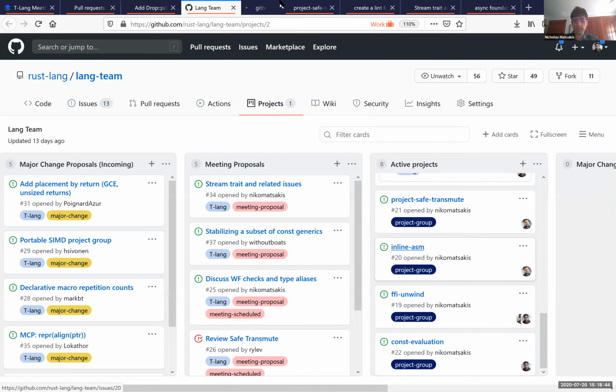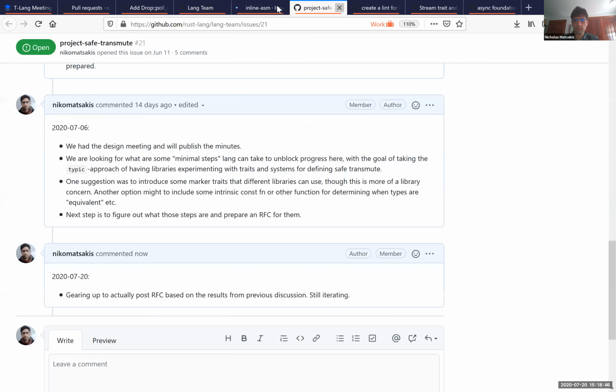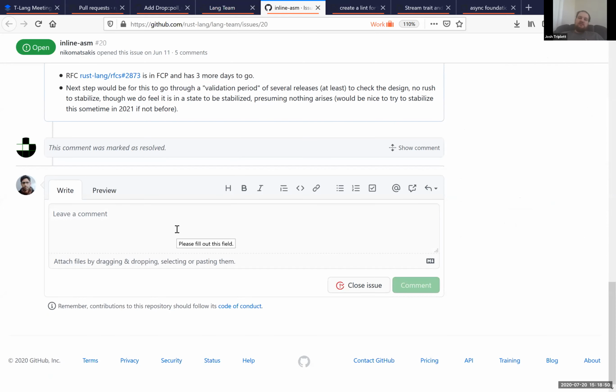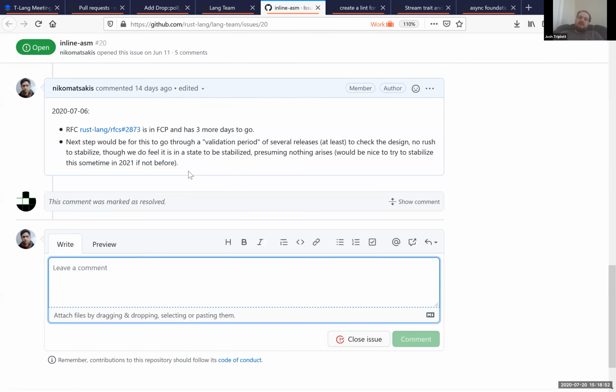Okay, inline assembly. So inline assembly is in an interesting state. At this point, it has been implemented. And I actually think the status is still accurate. It is implemented, and it just needs to continue being used until we decide to pitch stabilization. Should we check in on it, I don't know, in the fall or something? Do we have a time frame?